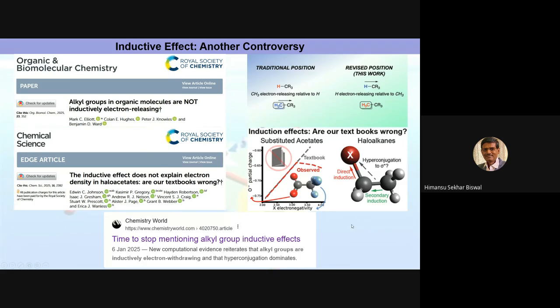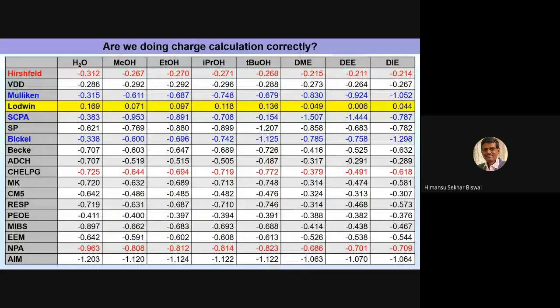Here they have done a little bit of experiment, compared with the experiment. But where is it actually wrong? Is the computation wrong? We came into this and started finding out, trying many ways of doing charge calculation, about 20 different ways. Here we have looked at the charge on the oxygen atom.